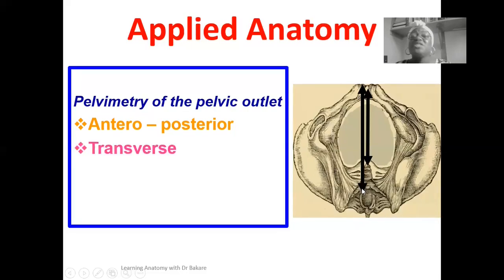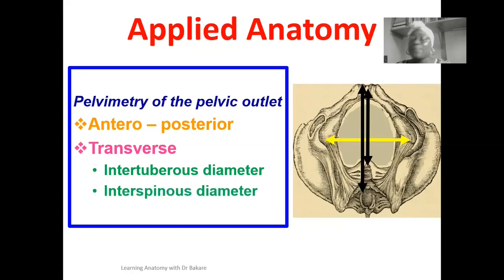We also have the transverse measurement, where the intertuberous diameter is taken, which is the distance or the space that is created between one ischial tuberosity to the other. And this is what is seen to be arrowed here in yellow. We also have the interspinous diameter, which is the measurement between one spinous process of the ischium to the other spinous process on the other side. And this is what is also seen to be arrowed here at this point. So we have different points within the pelvic outlet that can be used to evaluate measurement during pelvimetry. And this is basically to determine whether the head of the baby can pass through this space during vaginal birth.